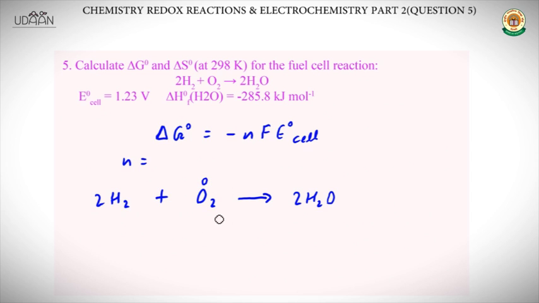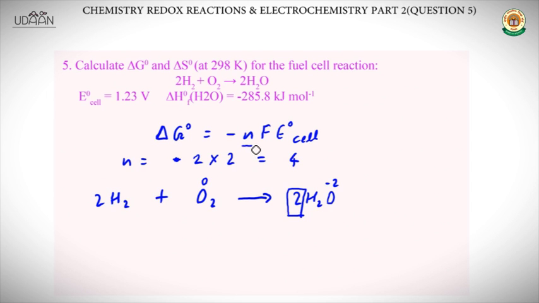We can directly pick one of the atoms, like oxygen. Here the oxidation state of oxygen is 0, whereas here it is minus 2. So the number of electrons exchanged would be 2 into 2, because this is not a single mole, it is 2 moles. Hence the value of N would be 4. So we can get the N factor from the oxidation states at the beginning and at the end.